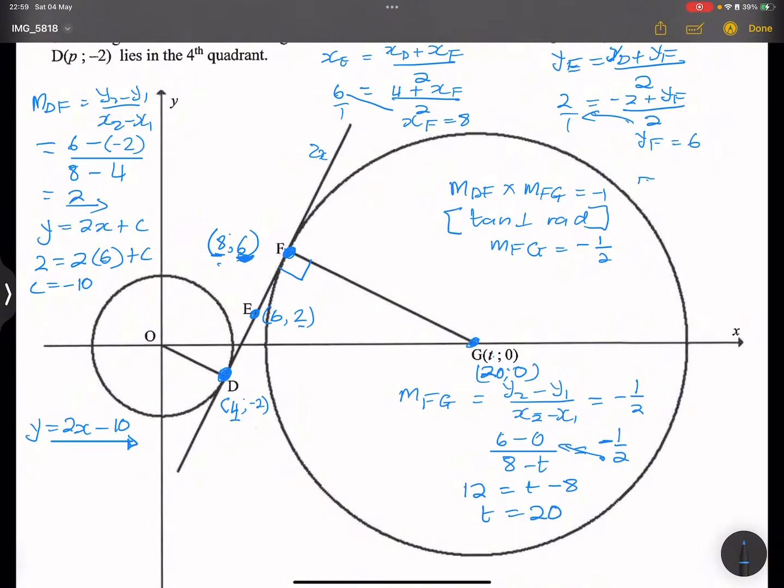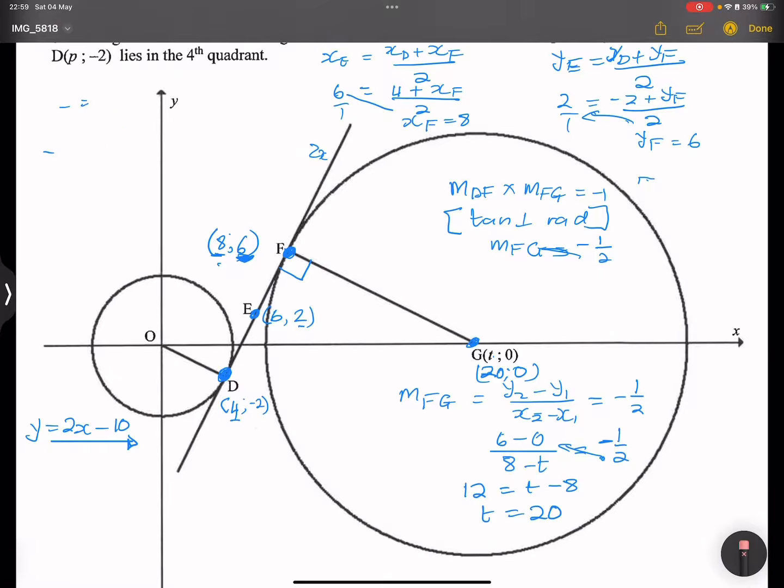Right, ladies and gents, if you don't mind, I'm just going to remove all this other stuff. There's a lot of clutter over there. I still remember that gradient, that's 2x minus 10. That's the equation for this line: y is 2x minus 10. And all the other points I'm not going to remove.